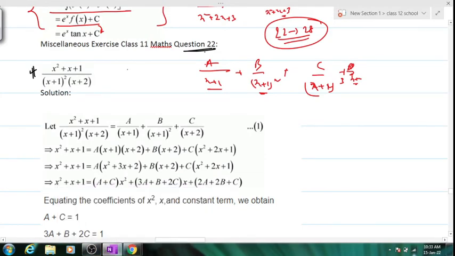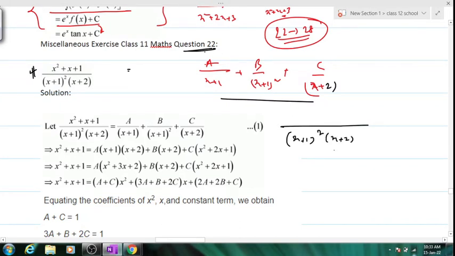So can I write this in this way: a by x plus 1, b by x plus 1 whole square, c by x plus 2. Had this been a square out here, then you would have written d by x plus 2 whole square also. Clear? But since square is not there, we will not be going into that depth. Okay. Now you simply take the LCM on the right hand side. We'll be having x plus 1 whole square, x plus 2.